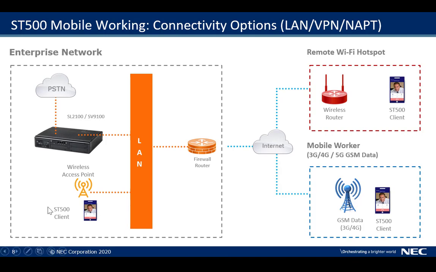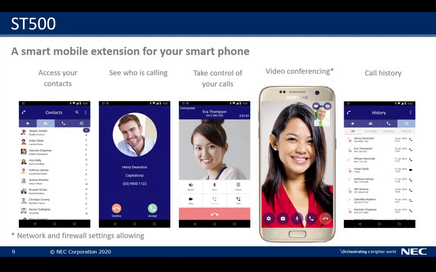So what does the application look like? We're going to show you this live, but it's good just to focus in these areas here. When you load the app, it's going to put all your contacts from your iPhone or Android device into the contact list. You can see who's calling. If you've got images against them, of course, you can take control of the calls. You can answer, you can put them on hold, you can transfer.